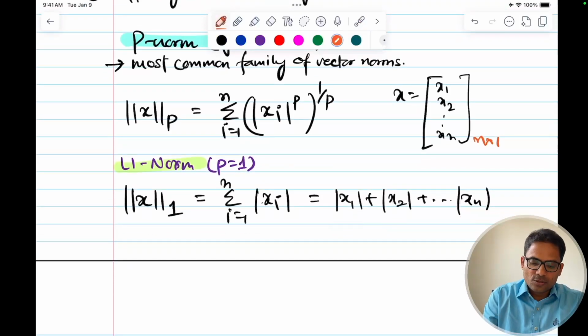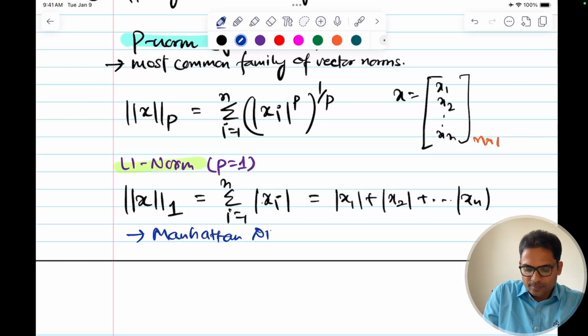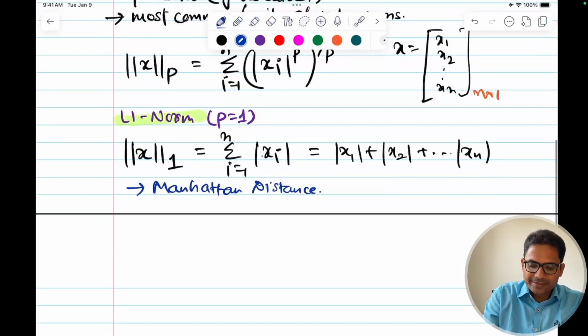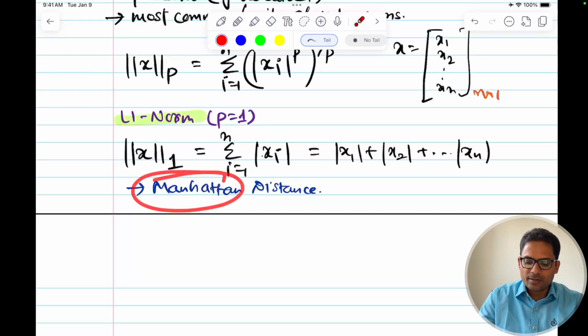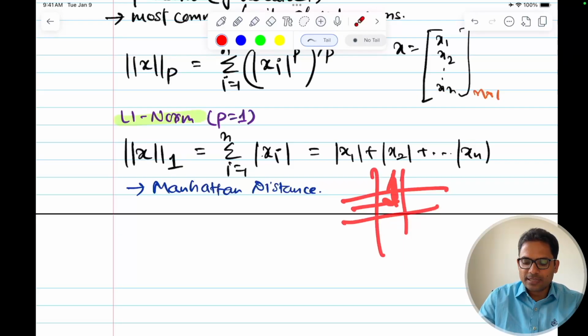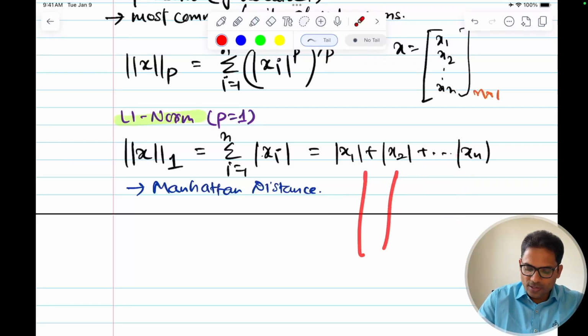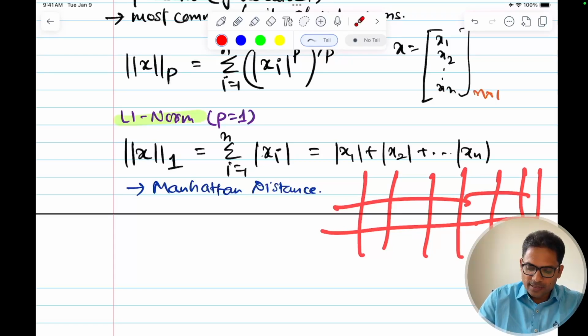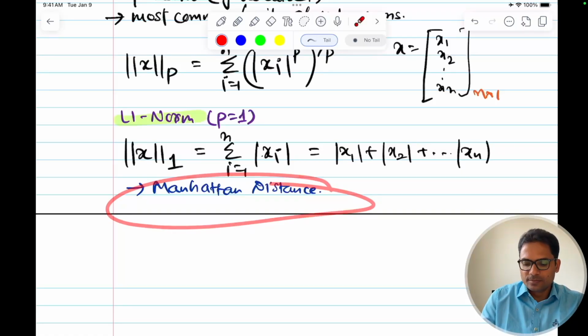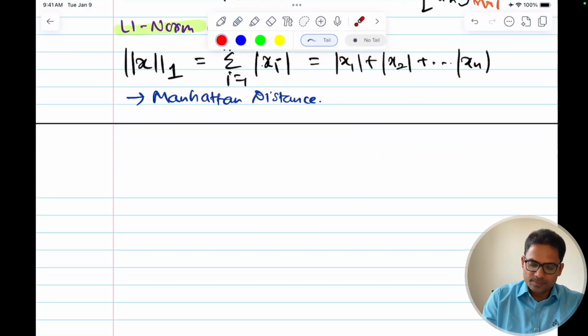This has also got another name. It is also called Manhattan distance. The name has come from the city of Manhattan, where all the streets are at right angles. If you have to go from any place to any place, you can just go at 90 degrees. You cannot go diagonally because there will be buildings in the middle. You will have to take that 90-degree route this way or this way. That's why it's called Manhattan distance also.